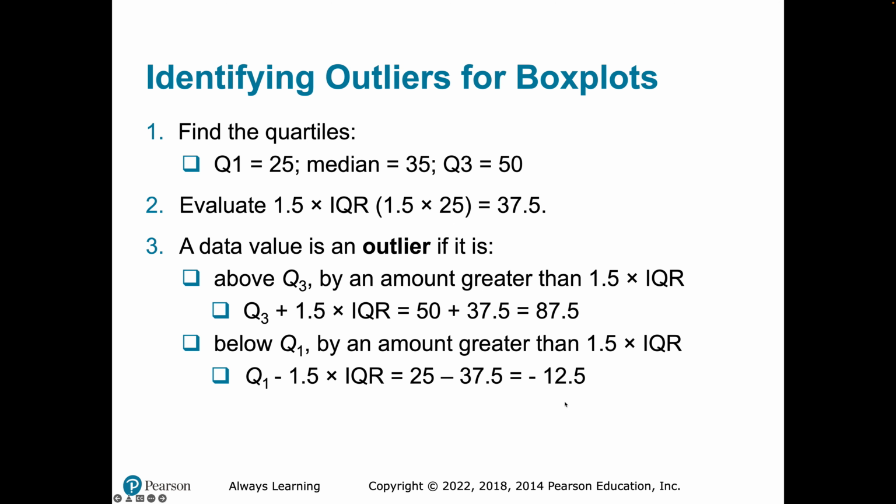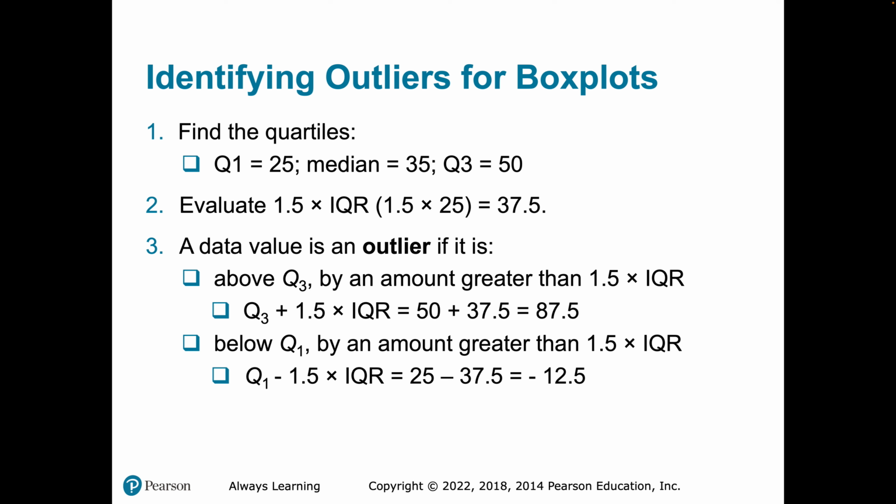All right. So, identifying outliers for box plots. The very first thing we do is we find the quartiles. And for the Space Mountain data set, the quartiles are 25, 35, and 50. The next thing we do is we evaluate 1.5 times the IQR. So for our problem, the IQR is Q3 minus Q1, 50 minus 25, which is 25. So 1.5 times the IQR would be 1.5 times 25, which is 37.5.